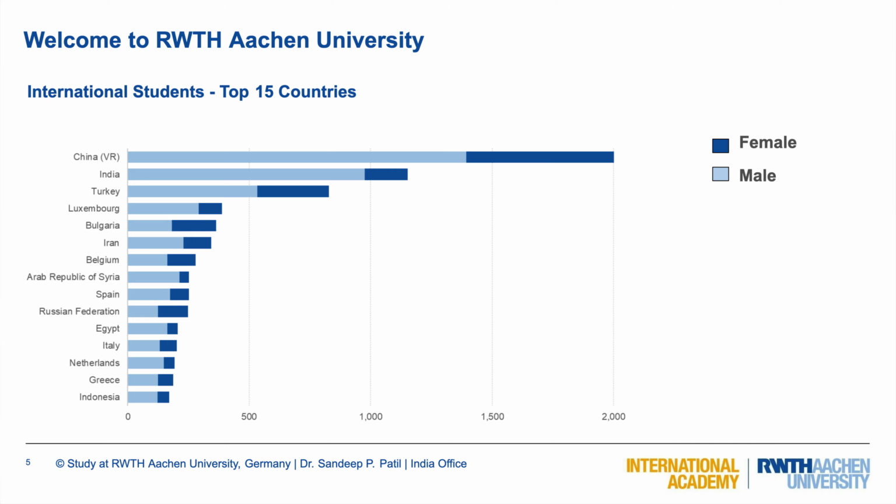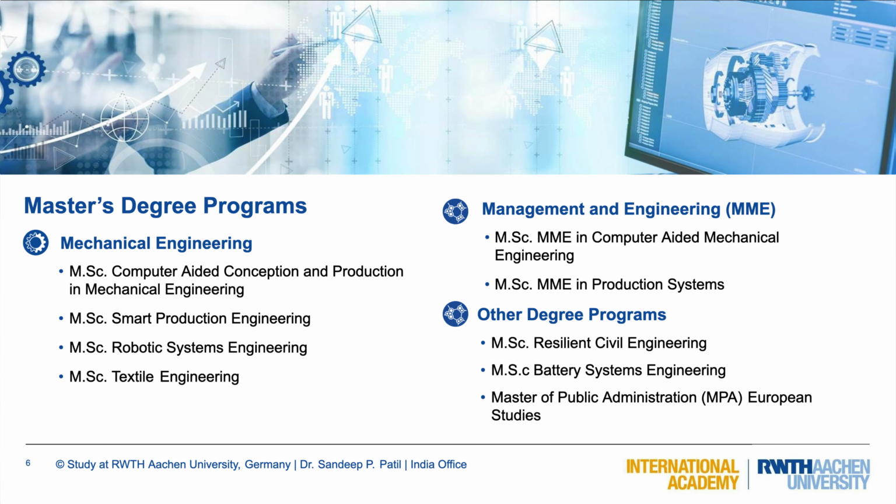We have many master's degree programs. Mainly, we categorize them into 3 parts. One is mechanical engineering, the second one is management and engineering, and the third one is the programs coming from civil, electrical, and public administration. I would like to give a brief idea about each and every program so that you can get a clear picture about the master's degree programs you might be aiming for.